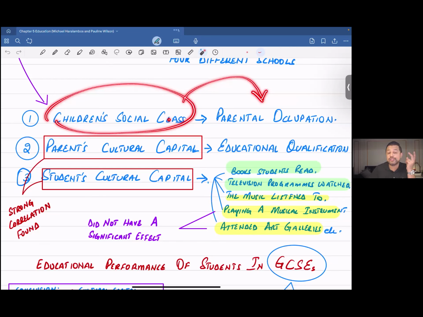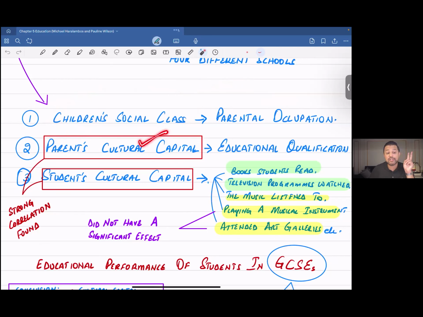Number two, she collected data on parental cultural capital. Number three, she collected data on students' cultural capital. There are three elements we're talking about. Number one, the child's social class. Number two, the parents' cultural capital. Number three, the students' cultural capital. Now, Sullivan measured the cultural capital of parents through their educational qualification. She measured the cultural capital of students through different elements.